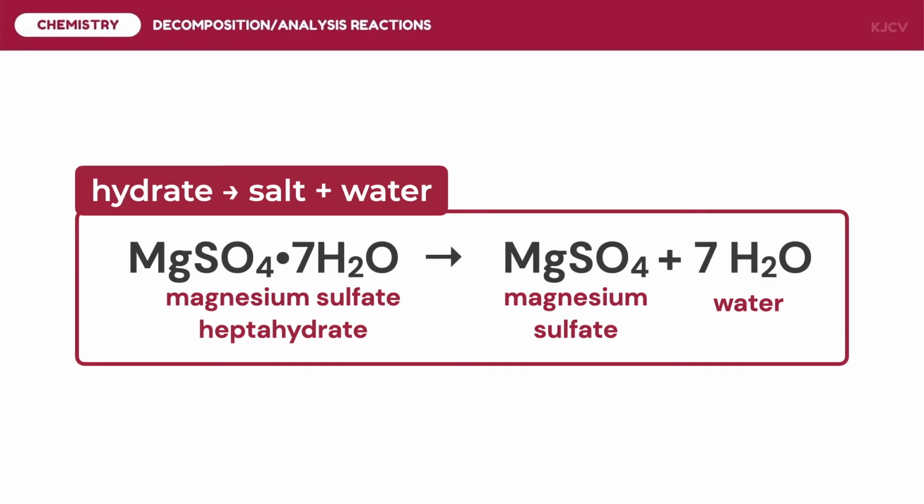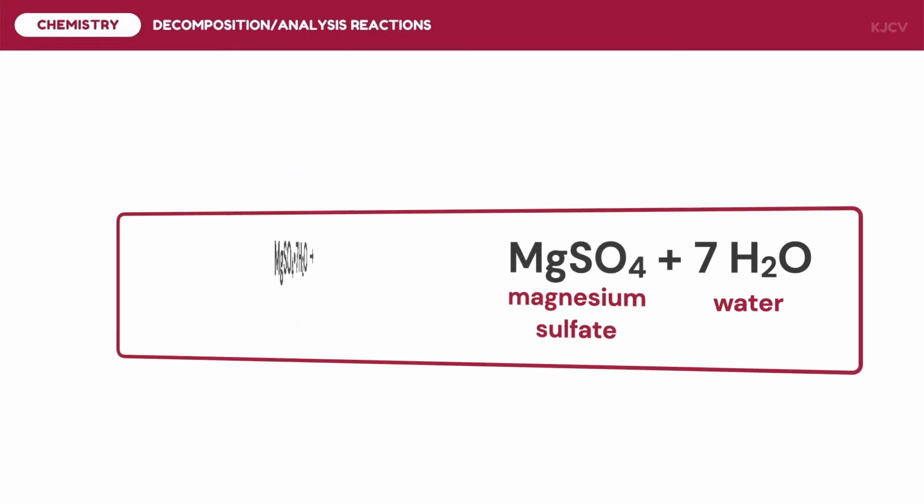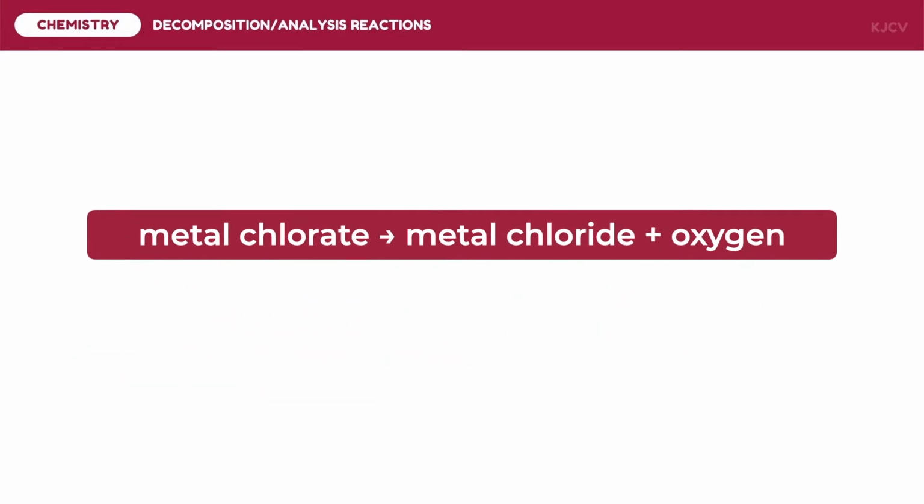Now, let us discuss predicting products of decomposition reactions involving metal chlorates. Metal chlorates are ionic compounds consisting of a metal cation and an anion chlorate. A metal chlorate will decompose into metal chloride and oxygen. Metal chlorides, most especially those with type 2 cations, are written based on the metal ion used in the chlorate. Oxygen, on the other hand, is written as O2 because it is a diatomic element.